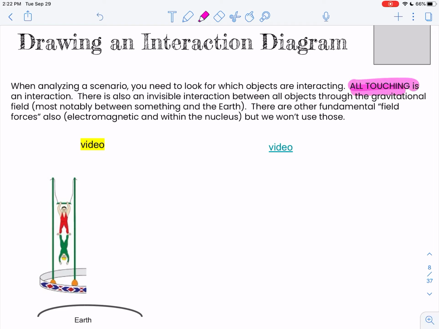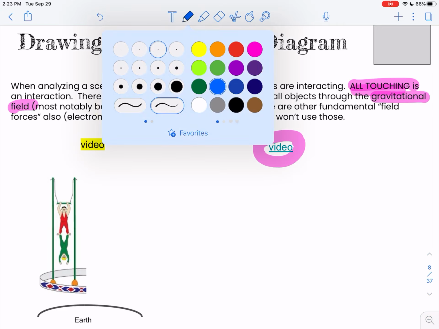Okay, and the first thing, everything that's touching is interacting, okay? Which means if it's not touching, it's not interacting, all right? The only thing we're going to deal with that interacts without touching is gravity, okay? There are some other ones, electromagnetic, forces within the nucleus, but we don't care about those in this class, okay? But I put a little video for you here about those other fundamental forces that they say, field forces, okay?